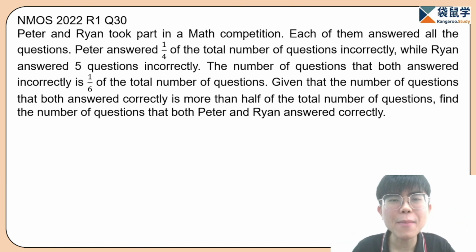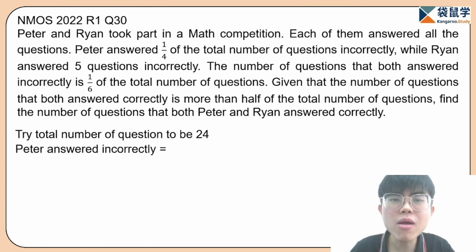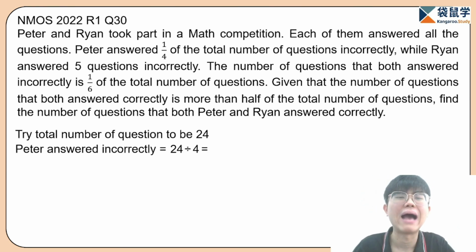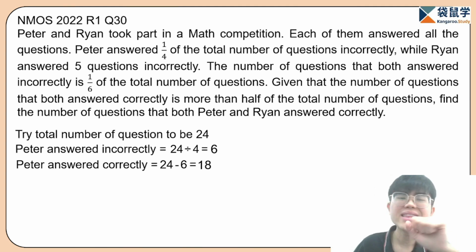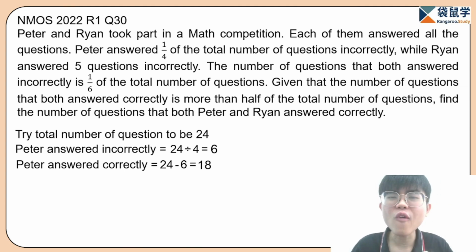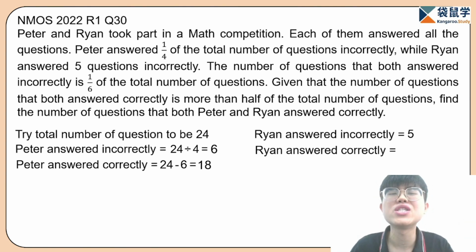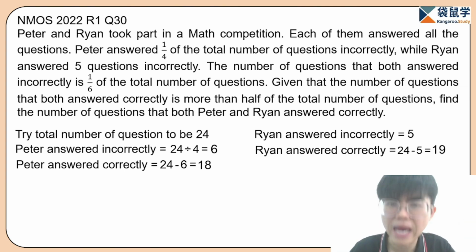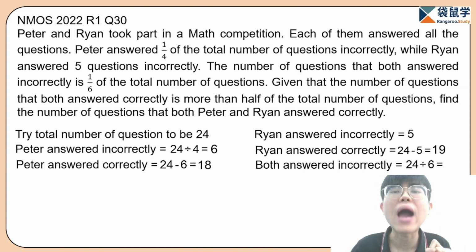So let's write the total number of questions to be 24. Just like what we did just now, we first need to find the number of questions answered incorrectly by Peter, which is 24 divided by 4, and we will have 6. Next, to find the number of questions answered correctly, we use 24 minus 6, and we will have 18. And then for Ryan, of course, the number of questions answered incorrectly is 5. So for the number of questions answered correctly, we just use 24 minus 5 and we will have 19. And finally, to find the number of questions that both of them answered incorrectly, we use 24 divided by 6 and we will have 4.